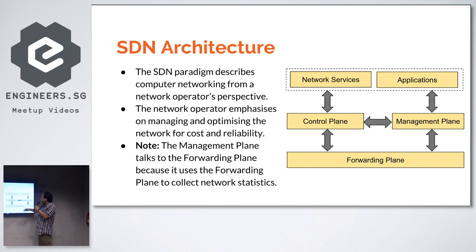So the SDN architecture basically looks like that. So what happened is, we will be focusing on talking about the forwarding plane, because once we know how to decouple the forwarding plane, then the rest is actually pretty much standard architecture. Like for example, when you talk about how people build controllers, those are pretty much standard stuff. Like for example, how you build a distributed program, how to build a distributed controller.